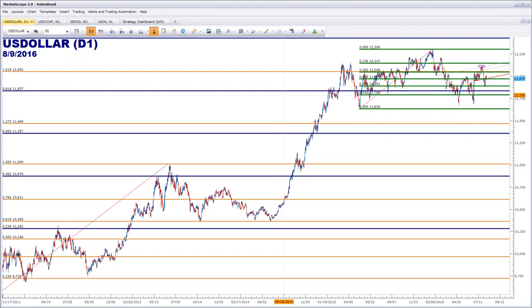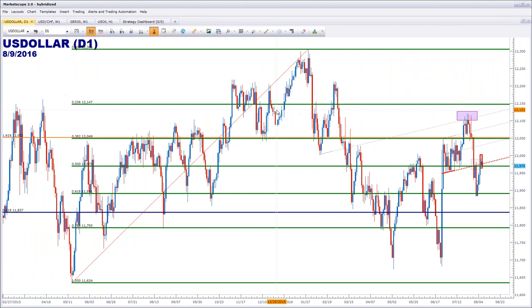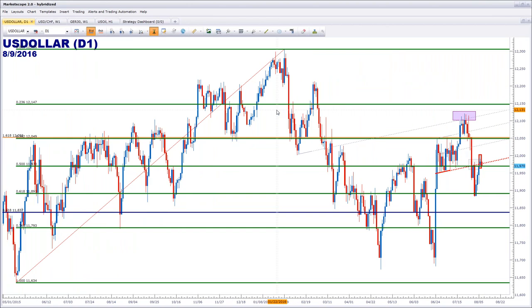So this is one reason why I'm keeping a rather moderate long-term stance on U.S. dollar strength, because even though the U.S. is one of the lone economies showing some signs of growth, they can't grow alone.